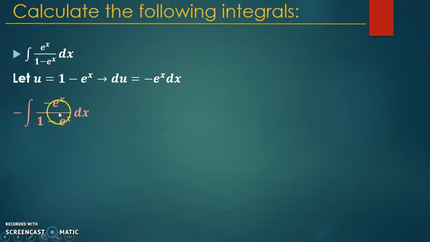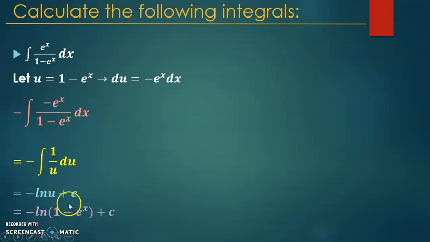So here we multiplied by a negative inside and outside the integral. Now this is u, and what's left is just du. The integral of 1 over u is ln u, and you have the negative here. Then you replace u by 1 minus e power x, and you're done.